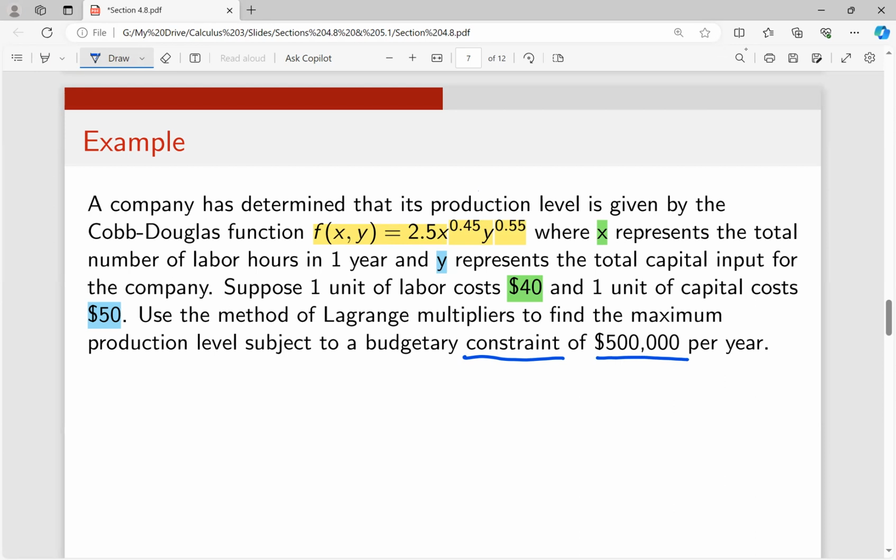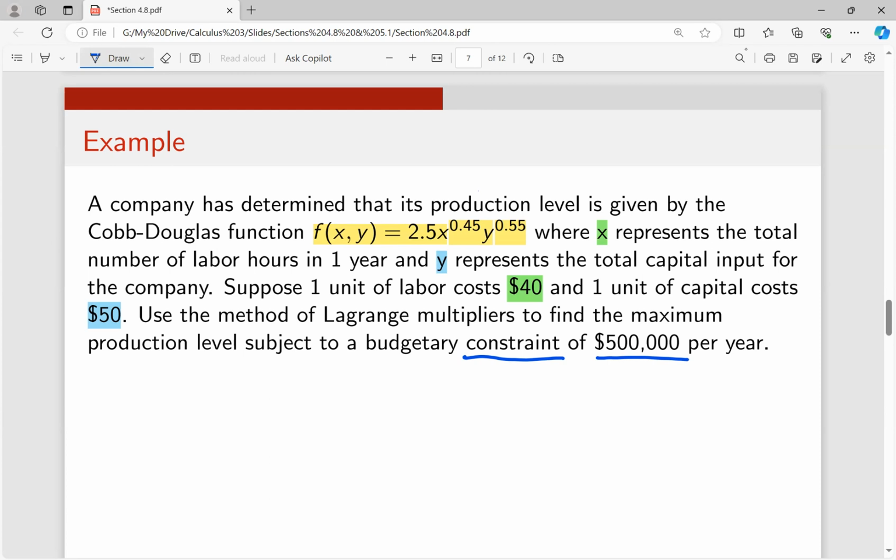So I have my function that I want to maximize. I want to maximize f. And my constraint function is g, but I'm not given the constraint function g. I have to come up with it based on this situation. So the constraint is that I'm limited by the budget of $500,000. What is the budget made of? It's made of how much labor costs and how much capital costs.